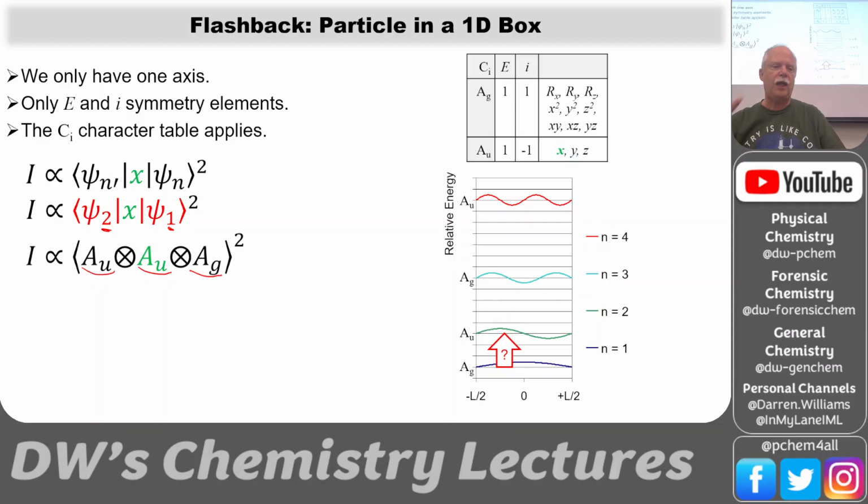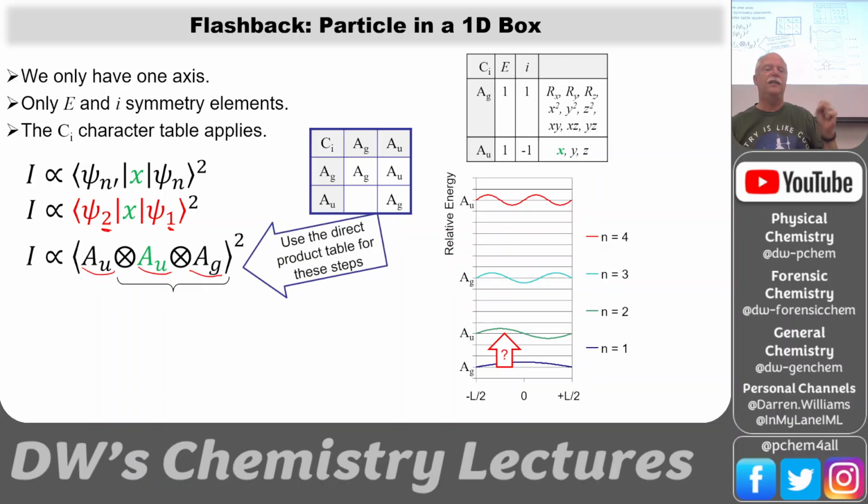Okay, this is where we need the direct product table. We have the character table. Notice what's in the character table. You have down the first column the AG and AU, and then we have the characters in the middle. Look at the direct product table. It doesn't have any characters. It's just direct products of those rows. So we have all the possible combinations of AU and AG times each other.